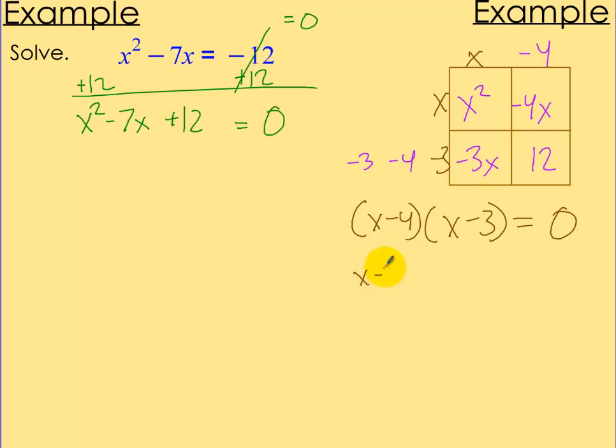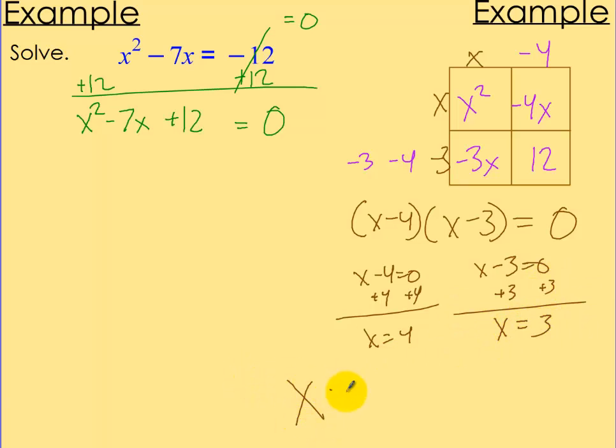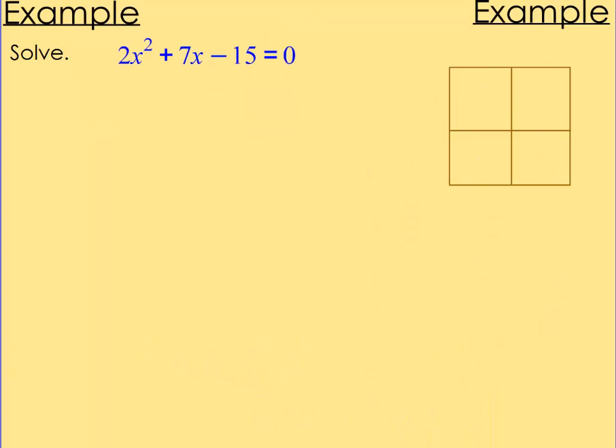And solving for each of these, x minus 4 equals 0 and x minus 3 equals 0. I'm going to add 4 to both sides here, and you're going to get x equals 4. Add 3 to both sides here. I'm going to get x equals 3. So my final answers are x equals 3 and 4. Just like that. Last one.